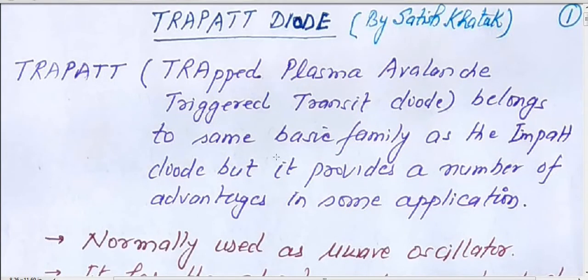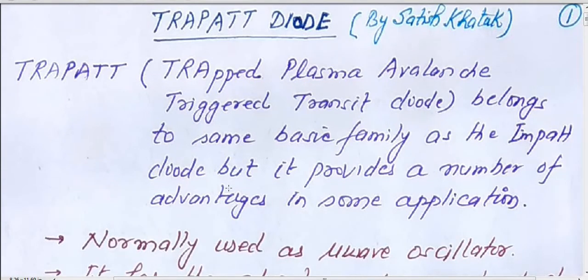This diode also belongs to the same basic family as the IMPATT diode, but it provides a number of advantages in some of the applications. Normally, the TRAPATT diode is used as a microwave oscillator. It has the advantage of a greater level of efficiency when compared to the IMPATT microwave diode. Typically, DC to RF signal conversion efficiency may be in the region of 20 to 60%, which is particularly high.